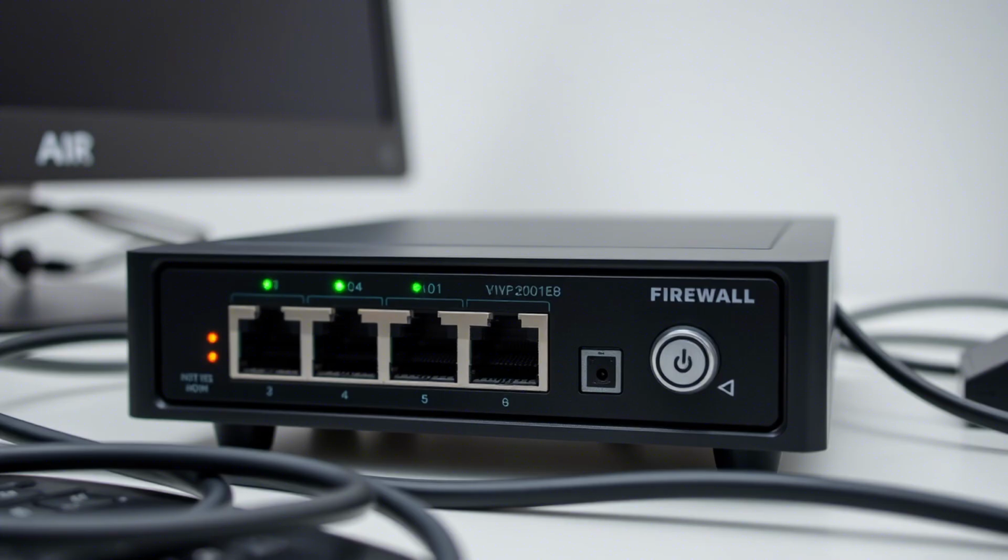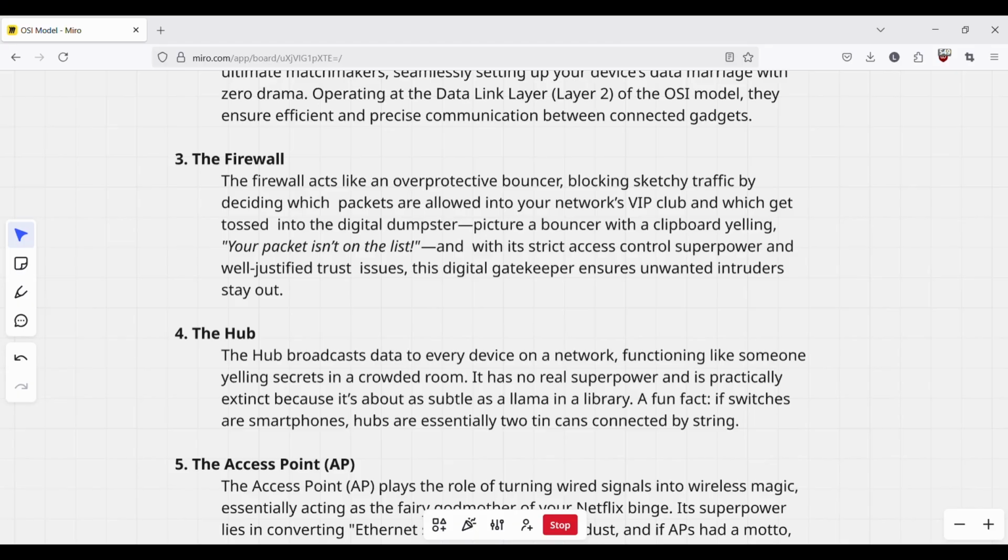Number 3, the firewall. The firewall acts like an overprotective bouncer, blocking sketchy traffic by deciding which packets are allowed into your network's VIP club and which get tossed into the digital dumpster. Picture a bouncer with a clipboard yelling, "Your packet isn't on the list." And with its strict access control superpower and well-justified trust issues, these digital gatekeepers ensure unwanted traffic stays out.